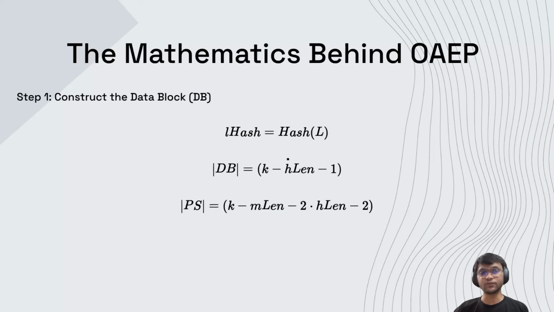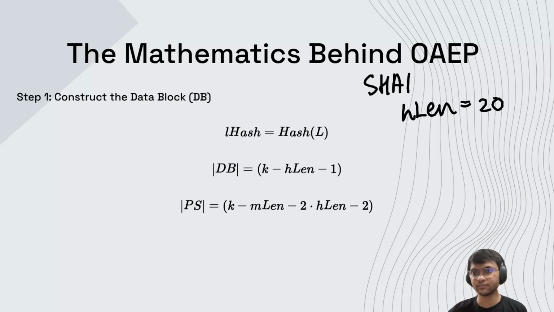Now that you are well equipped with the nomenclature, let's dive into the mathematics behind RSA OAEP. The first step is to construct the data block. We first pick a random string called seed of length hlen. For example, if you're using SHA-1, hlen would be 20. Then we say that the seed consists of 20 random bytes.